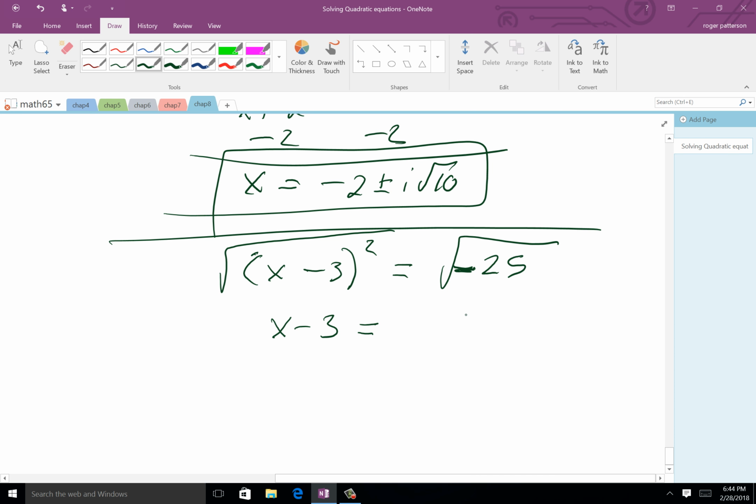So it'd be 5i, plus or minus 5i. 5i or i5? It's 5i. The number comes first. So we have 5i plus or minus, can't forget that. And now we just add that 3. But again, we can't combine these because one of them is imaginary and the other one is real. So we just leave it like that.